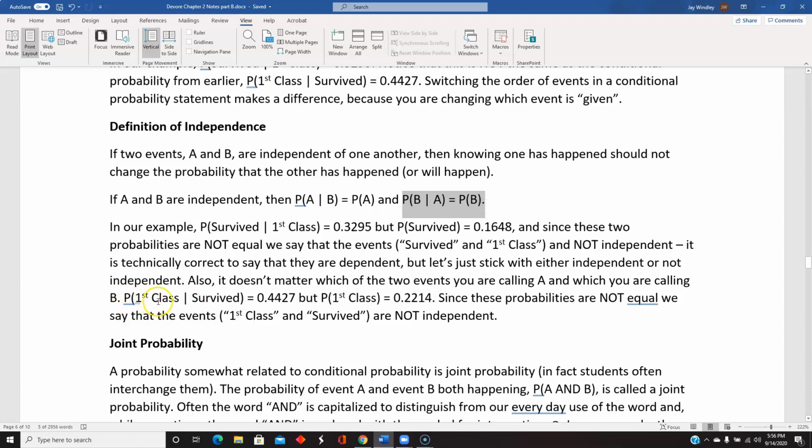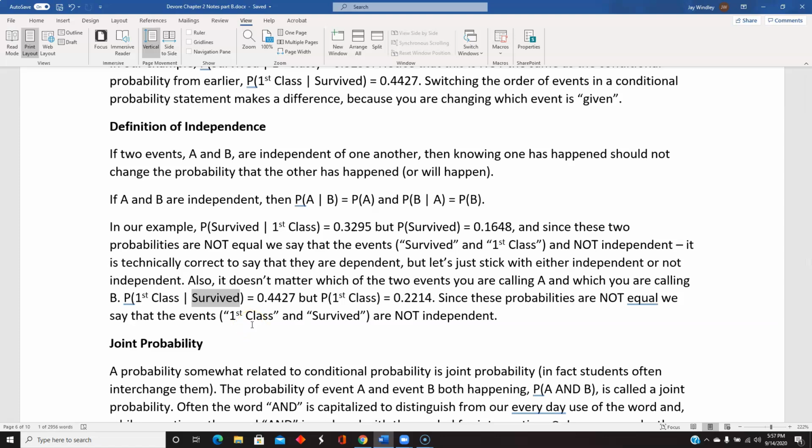The probability that someone is in first class given that they survived, we figured out earlier up here, was 0.4427. But the probability of somebody just being in first class is 0.22. And again, this now is what we're calling A, first class, and survived is what we're calling B. Still, those two probabilities are not equal. Even though it's different than these two probabilities, it's still a legitimate check. And since those two probabilities are not equal, we say that the events first class and survived are not independent.